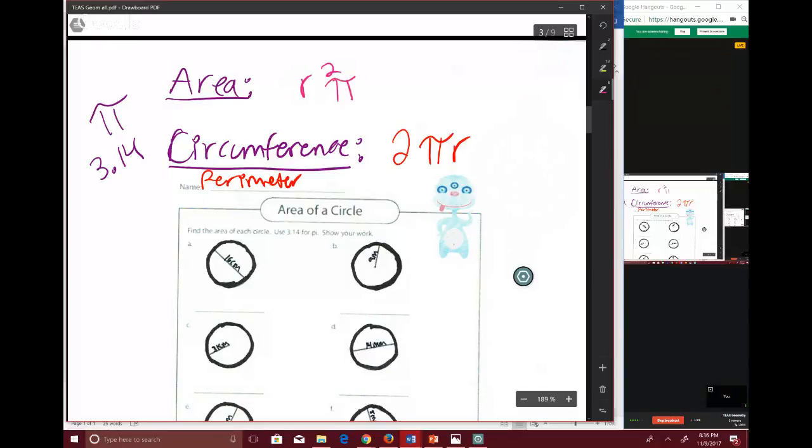I'm going to put pi on the right, not the left. So instead of pi r squared, it's r squared pi. I'll tell you why I'm doing that in a moment. That is your real and true formula for area.